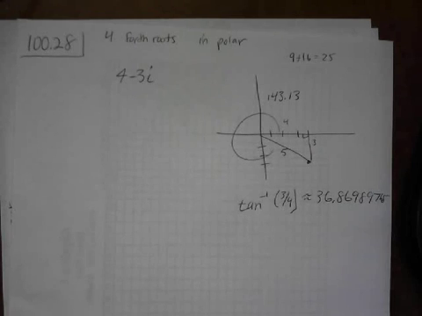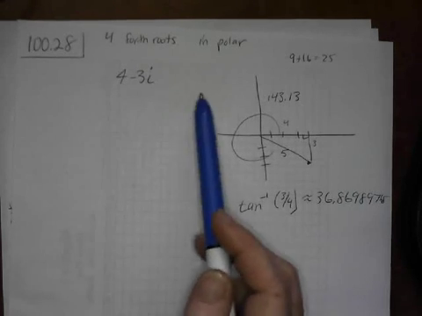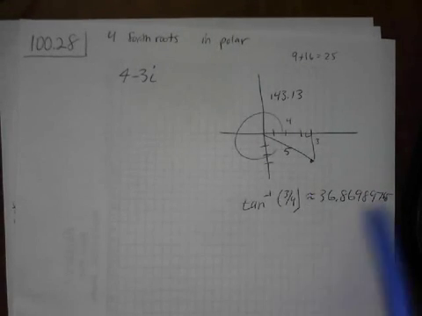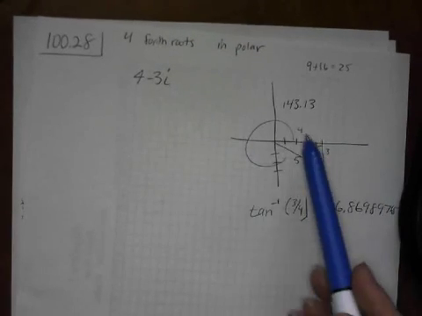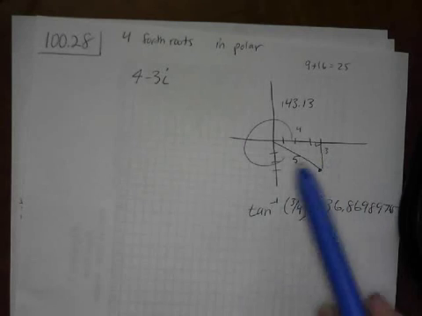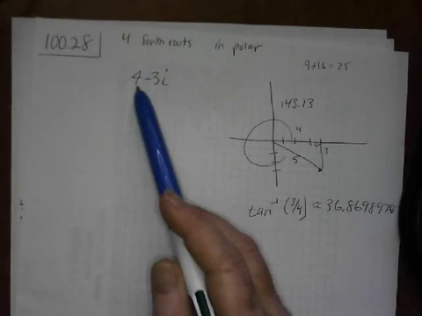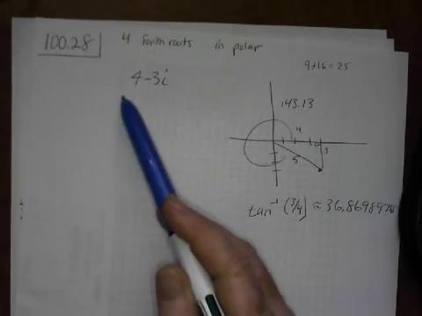Here's lesson 100, number 28. It wants the 4 fourth roots of 4 minus 3i in polar form. I started prepping it, and then I decided I should probably do it as we go. That is in rectangular form. I need it in polar form.